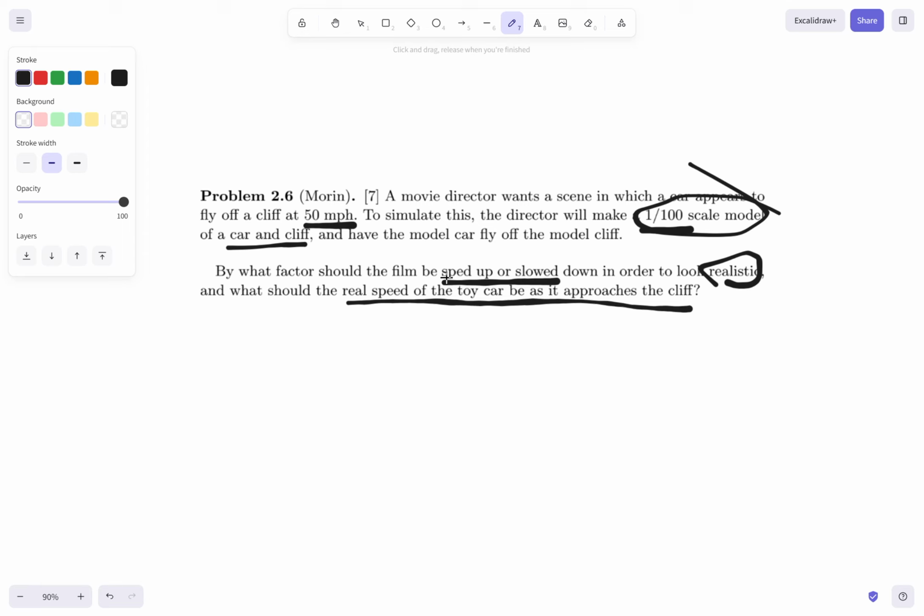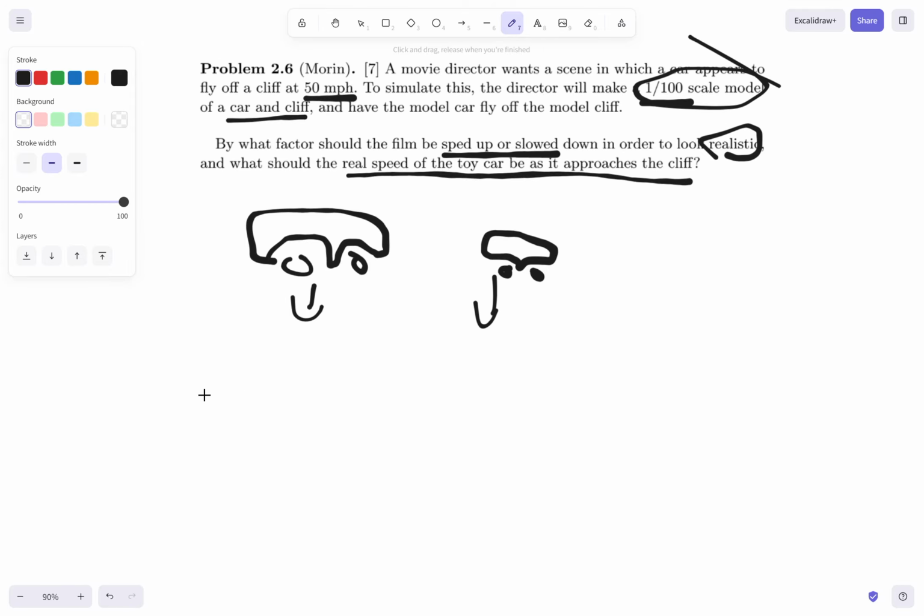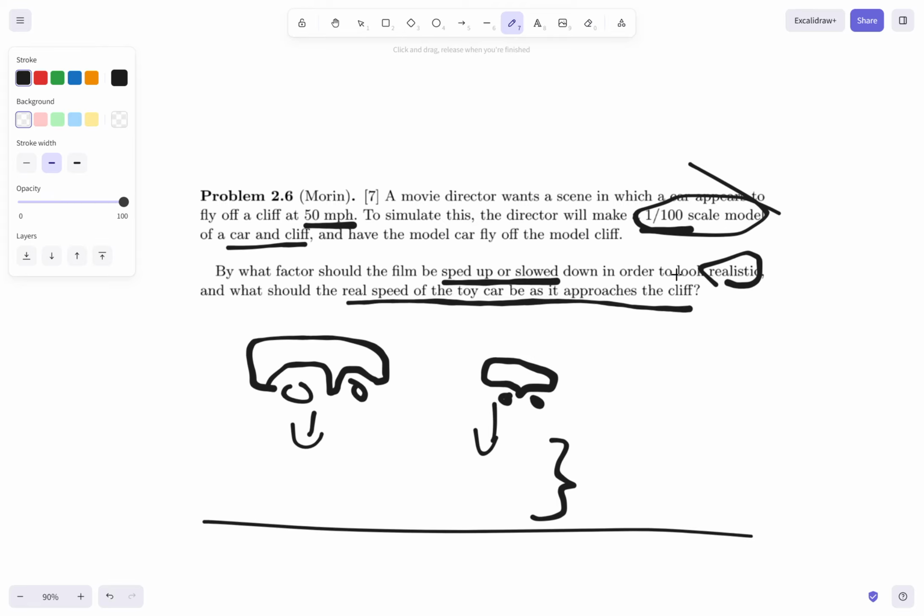Okay, so let's say I have the real car. This is a real car. It doesn't look like a car at all, actually, but I'm trying to do the side view. So that's my real car, and I have my toy car. It's really small. If I drop these two, they're actually going to land at the same time. And that's the issue, because we only have a 1/100 scale model.